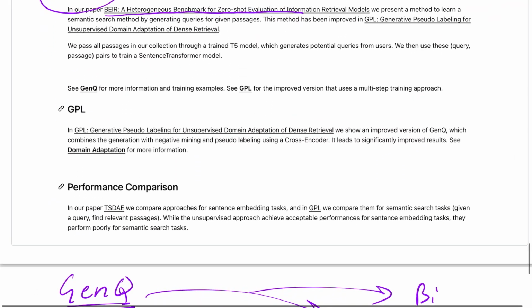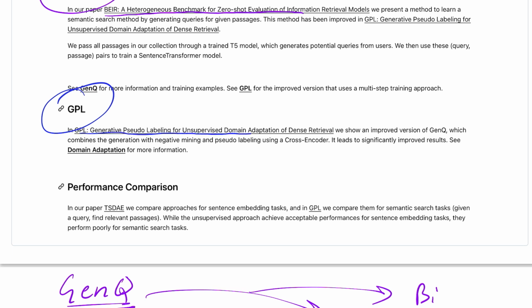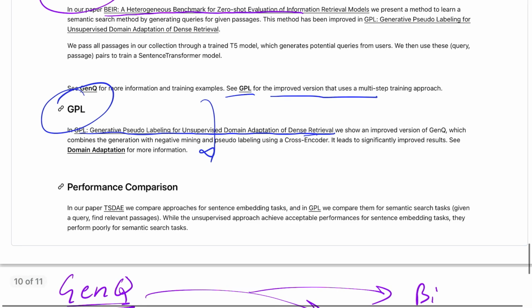In the next one, I'll touch upon GPL, which is generative pseudo labeling for unsupervised domain adaptation of dense retrieval. They have also written about GPL+ for the improved version that uses a multi-step training process. So this paper also touches on similar lines but has some nuances that we'll see when we meet next time.